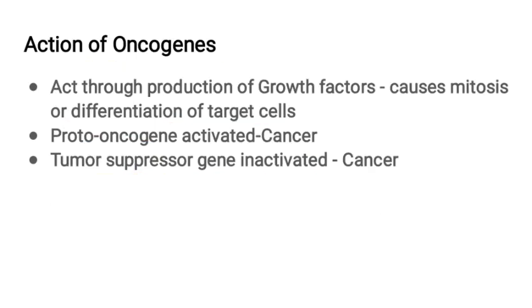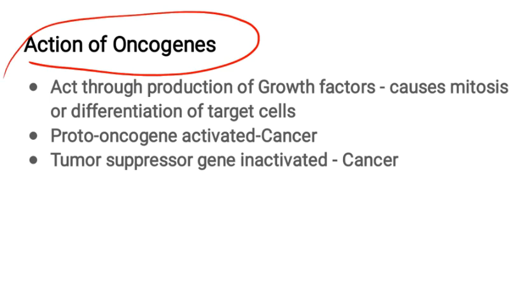Next we will see about the action of oncogenes. How do they act? Okay, they act through the production of growth factors. These oncogenes, once they are formed, will produce their own growth factors. So they do not need any extracellular growth factors. These growth factors will cause mitosis or differentiation of the target cell.